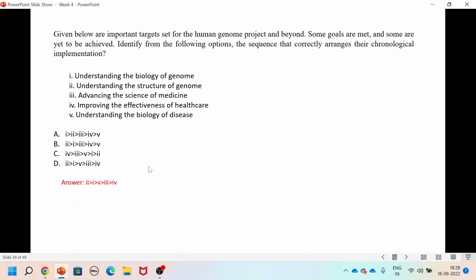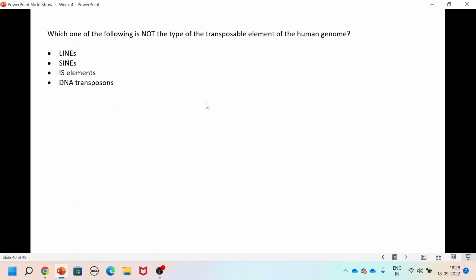The correct answer is option number D, which states that firstly we understand the structure of the genome, then we understand the biology of the genome, then we come to understand the biology of the disease, because now we have the knowledge of the genome and the genes which are responsible for causing that disease, or the proteins which become non-functional and lead to that disease. The next is to advance the science of medicine, which leads to the improvement in the effectiveness of healthcare.